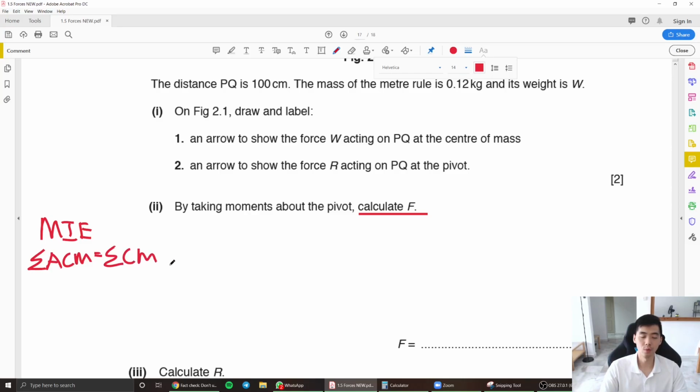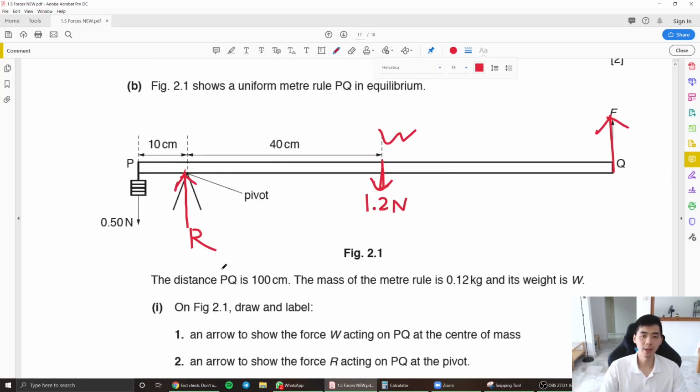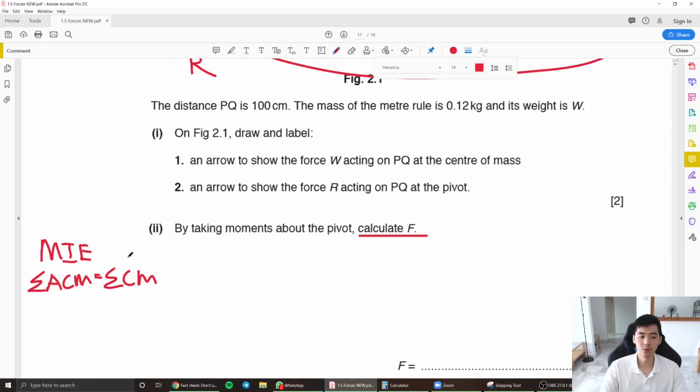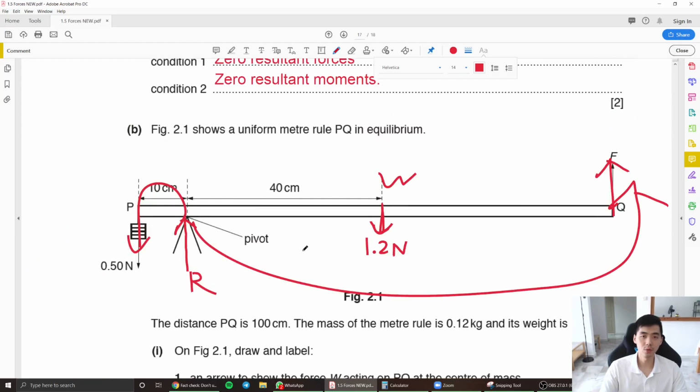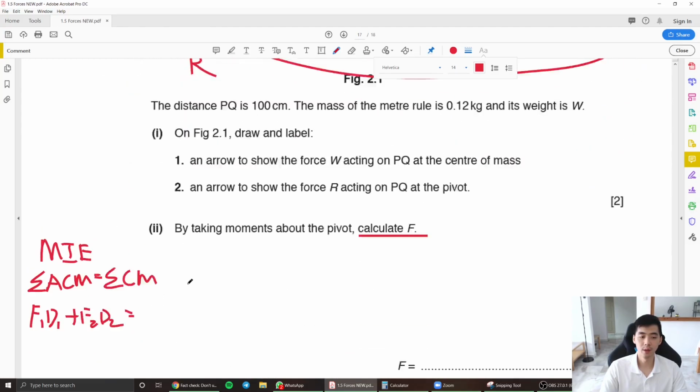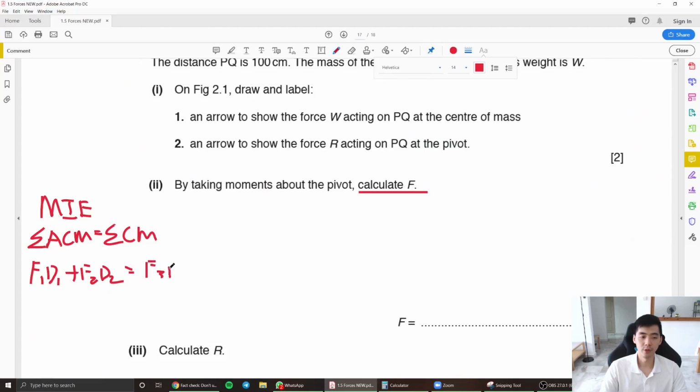Moments in equilibrium states that the total anti-clockwise moment is equal to the total clockwise moment here. From here, how many anti-clockwise moments are there? There's one here, and then there is another one here. So it's basically going to be F1d1 plus F2d2 is equal to my clockwise moment, which is this one here, right? Which is going to be equal to my F3d3.